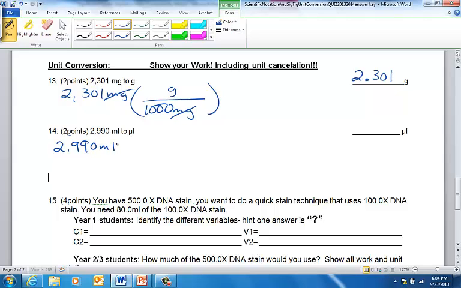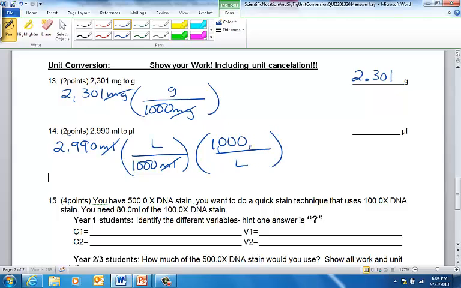2.990 milliliters. If we're going with real basic definitions, you don't know the shortcut. Well, we know that there are 1,000 milliliters in a liter. Milliliters cancel out. We know in a liter there are 1,000,000 microliters. So liters cancel out. 1,000 cancels out, cross out 3 zeros. So 2.990 times 1,000 is 2,990 microliters.